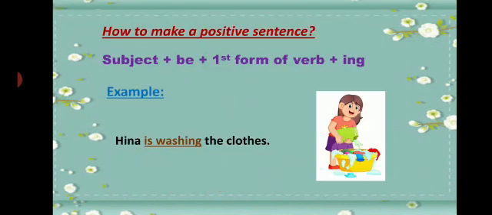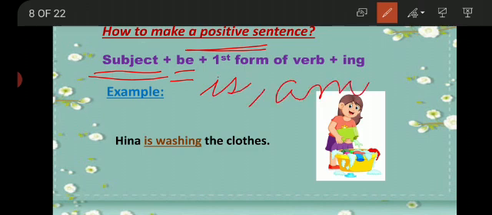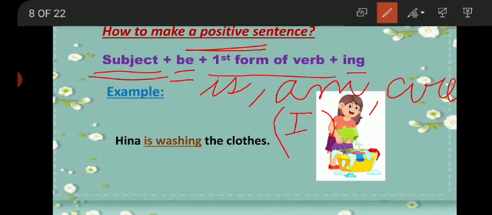Now students, we all know that there are three types of sentences. First of all, let's have a look at the positive sentence. What is the formation of a positive sentence? At the start of the sentence, we will place the subject, then be, and we have studied the three forms of be: is, am, are. Is is used with the singular subject, am goes with I, and are is used with the plural subjects. Okay, then the first form of verb and then ing.